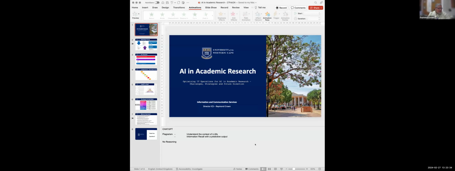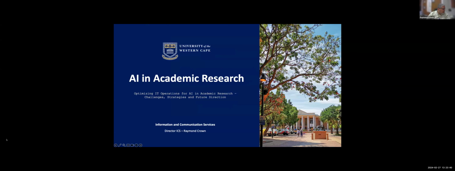So let me show my screen. If you could let me know what you can see. We can see your slides, sir. We see the cover slide of your presentation, AI in academic research. No, we don't see your notes. Okay, perfect.